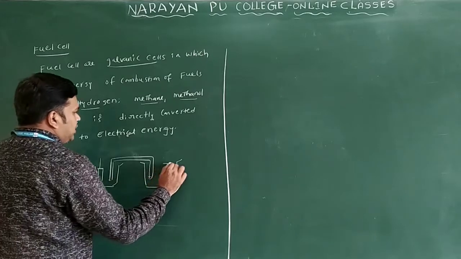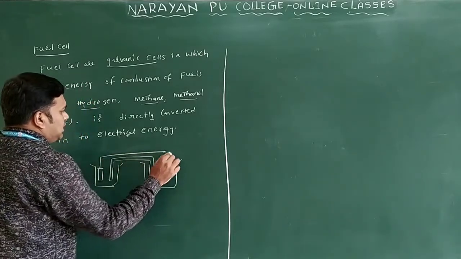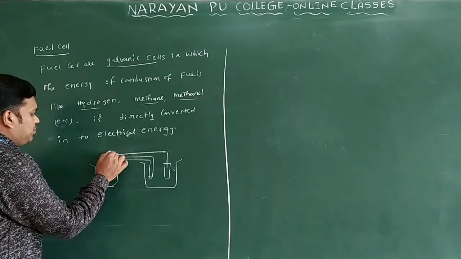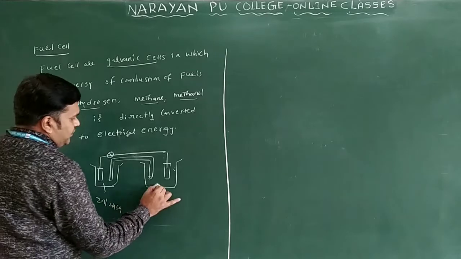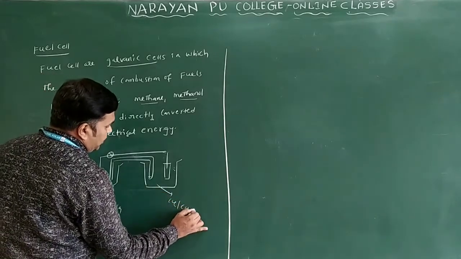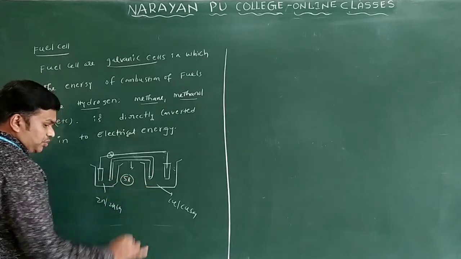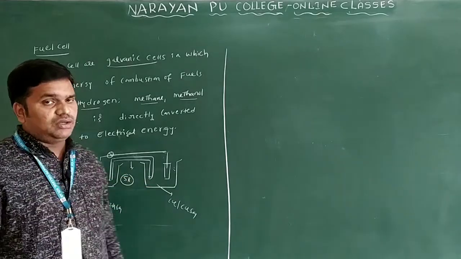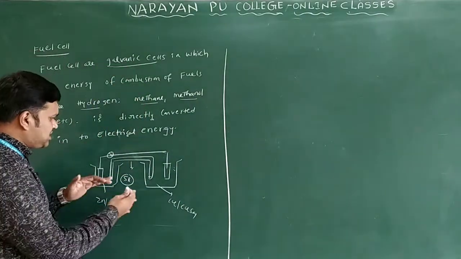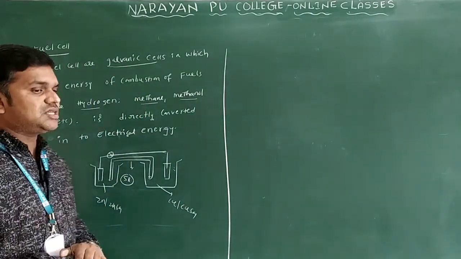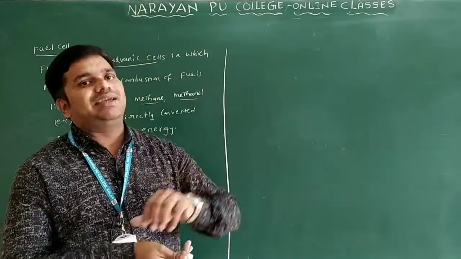Here we take two compartments: one is the oxidation half cell and one is the reduction half cell. Suppose a zinc rod is kept in zinc sulfate solution, and a copper rod is kept in copper sulfate solution. This is the salt bridge. You know this construction now. If you take the galvanic cell, generally this is the construction. But the fuel cell is not like a galvanic cell.